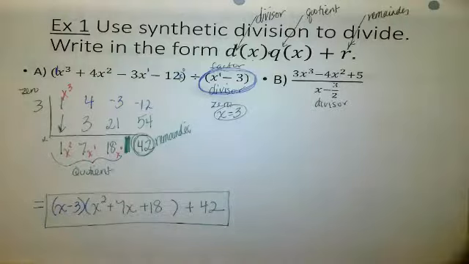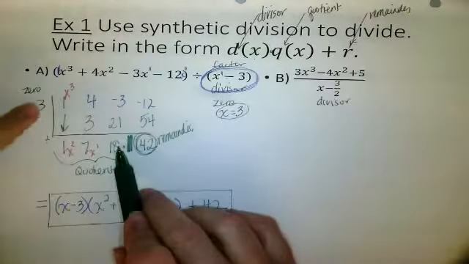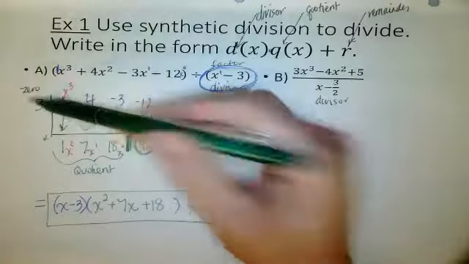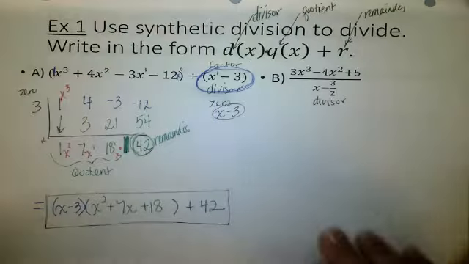Melanie? I'm sorry, 54. 18 times 3. Oh, okay. So it's the same combine and multiply. Combine and multiply is over and over and over.